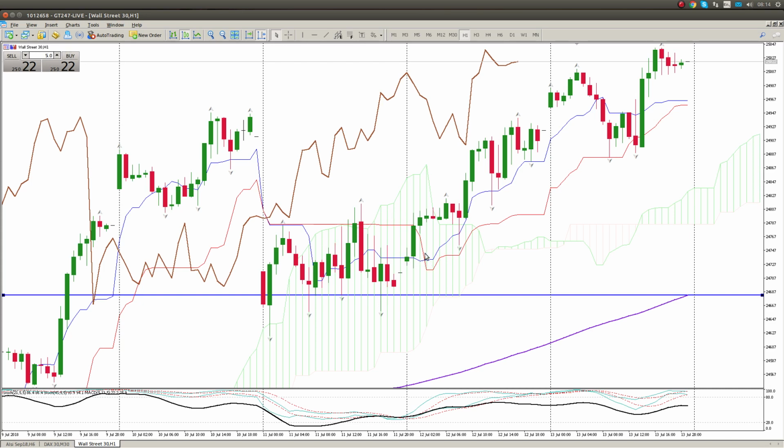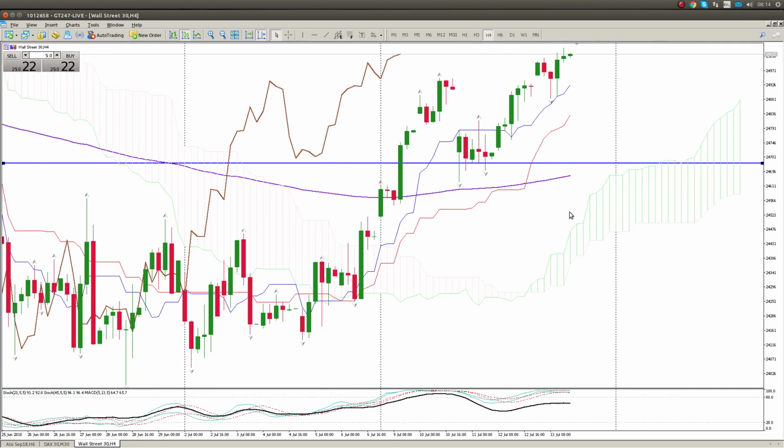Then we got a crossover, you can see here, and then a retest of the cloud, and then we accelerated away. So the simplicity of this is when we are in the cloud, and I'm going to go back to the 4 hour for this.